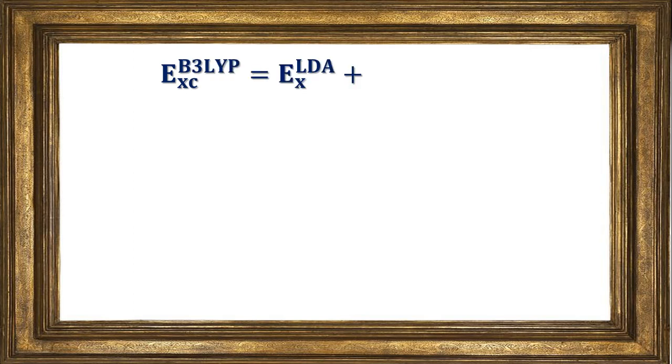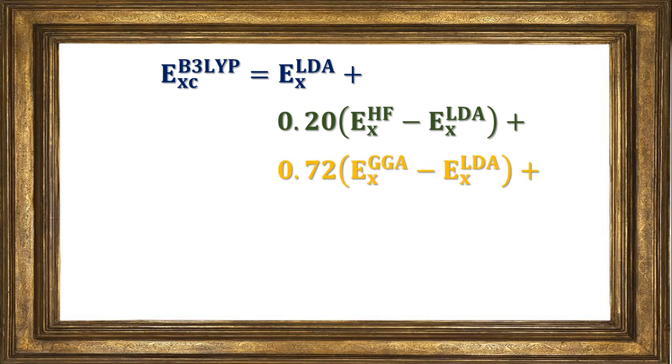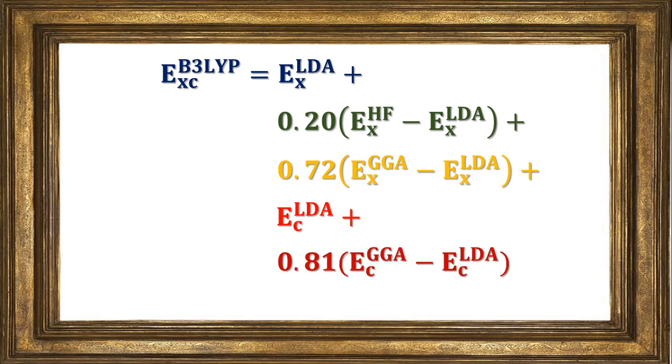E_XB3 equals the exchange energy of LDA, plus 0.20 times the exchange energy of Hartree-Fock minus the exchange energy of LDA, plus 0.72 times the exchange energy of GGA minus the exchange energy of LDA, plus the correlation energy of LDA, plus 0.81 times the correlation energy of GGA minus the correlation energy of LDA. Fine, you don't have to remember this equation, just know that each hybrid functional is a certain ratio mixture of GGA, LDA, Hartree-Fock and maybe some other method.